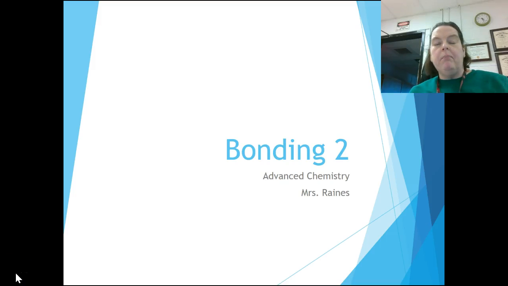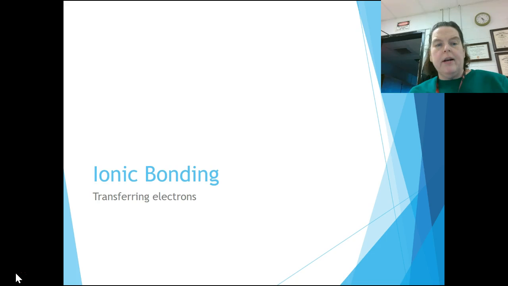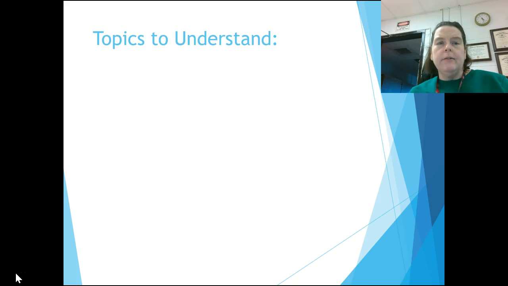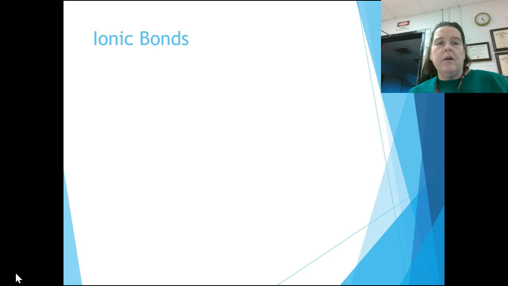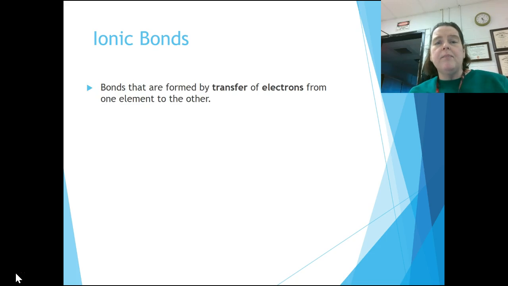All right, young people, bonding, another little lecture here on bonding. We're going to be talking a little bit more about ionic bonding or transferring electrons. So topics to understand: how can we model ionic bonds, writing correct formula for ionic bonds, and correctly naming ionic bonds. So ionic bonds are formed by a transfer of electrons from one element to another.